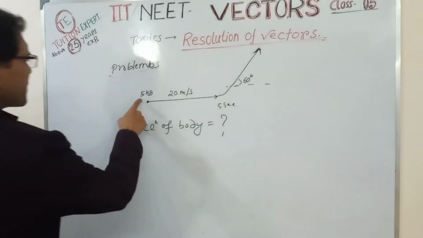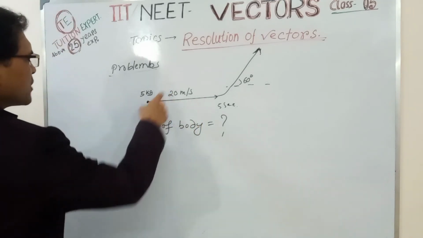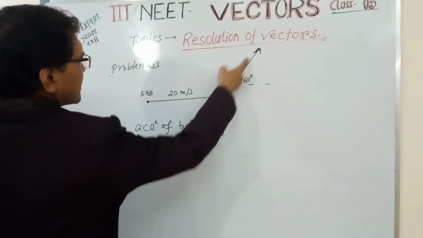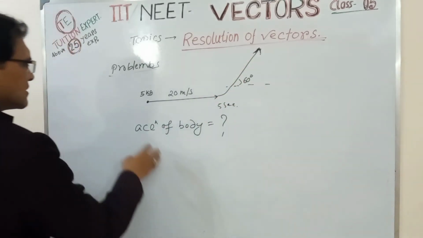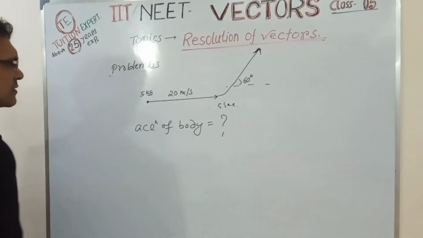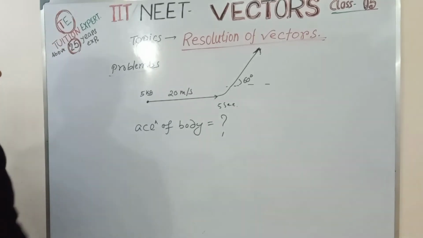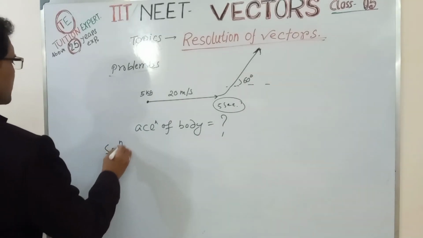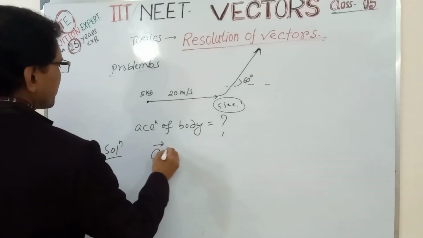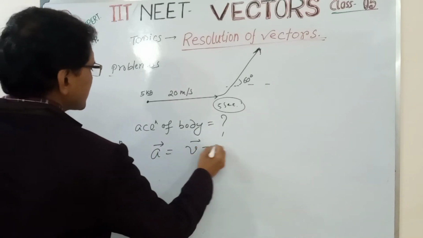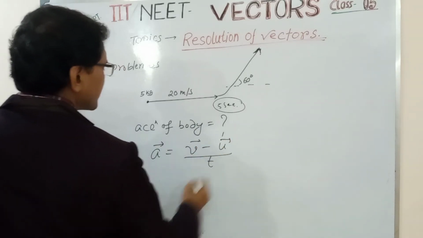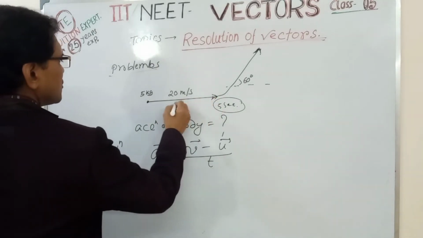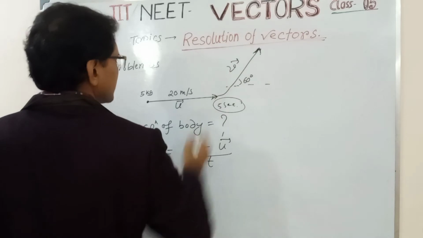The problem is: a body of 5 kg moves along the horizontal direction with velocity 20 meters per second, and after 5 seconds it turns at an angle of 60 degrees with the horizontal. Now what is the acceleration of the body in 5 seconds? To solve this, we use the formula of acceleration: final velocity minus initial velocity divided by time. This is initial velocity u and this is final velocity v.